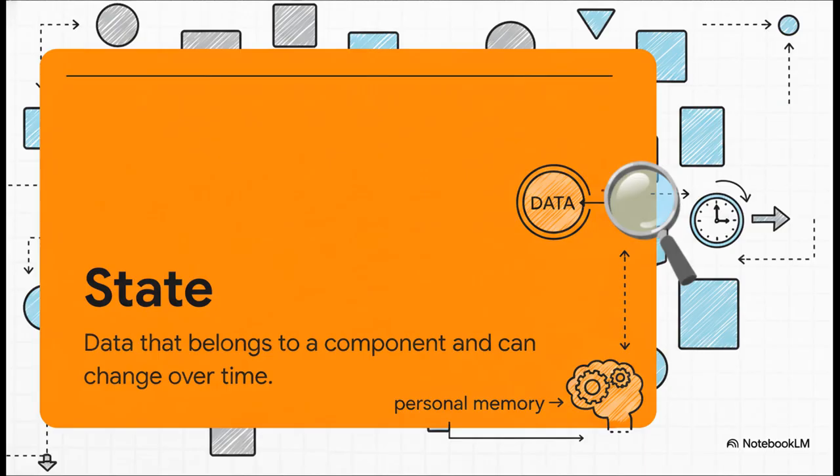So what is state, really? When you strip everything else away, it's just data. But it's a special kind of data. It's data that belongs to a specific piece of your user interface, what we call a component in the React world. And here's the most important part. This data is designed to change. You can almost think of it as a component's own little private memory.